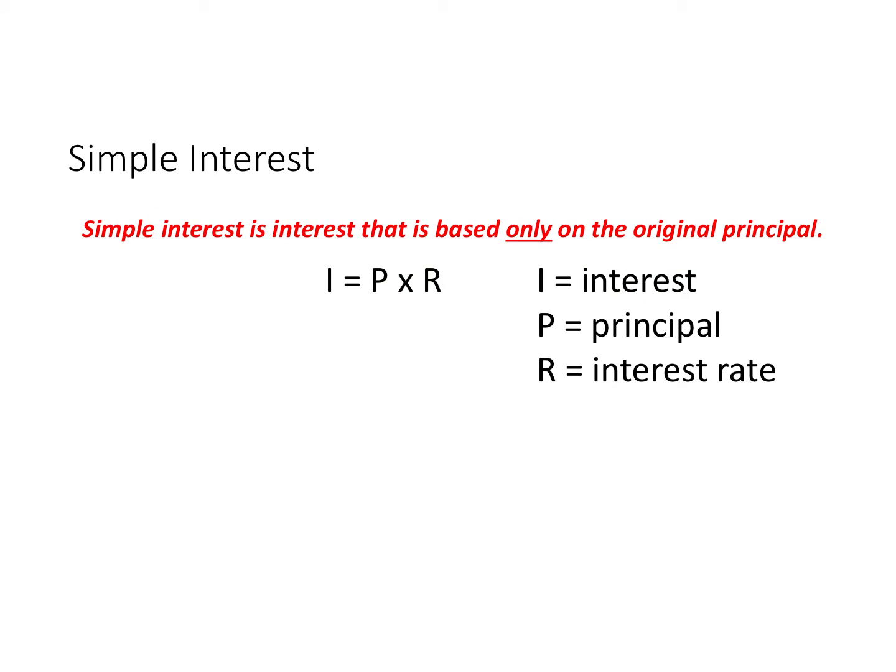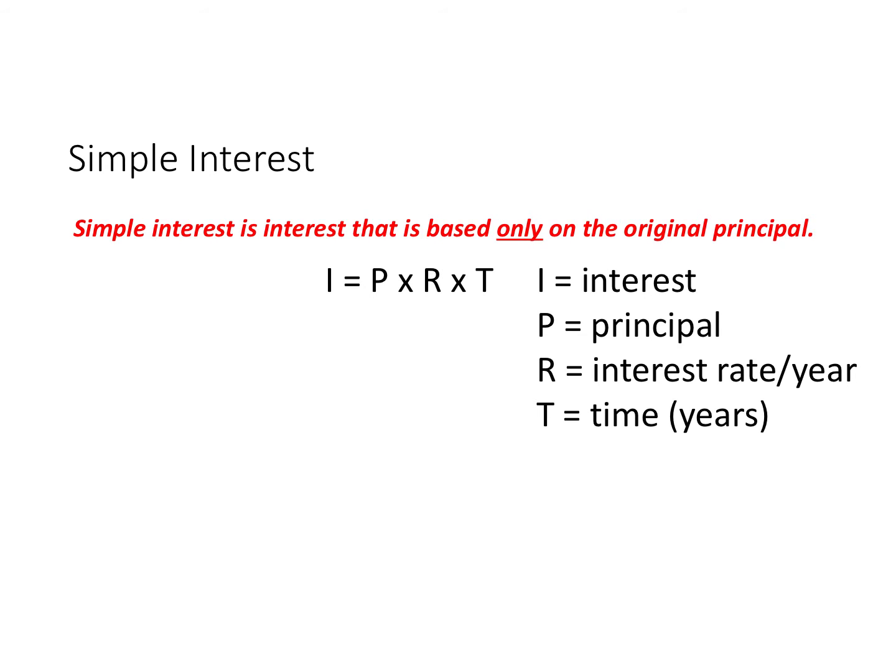So the formula is going to look something like this, where interest is simply equal to the principal times the interest rate as a decimal. Now, since the interest rate is actually given as an interest rate per year, you should add the time if this goes in excess of a year. So the full formula is I is equal to PRT, where T is in years and the interest rate is interest rate per year, or per annum, as it is referred to.